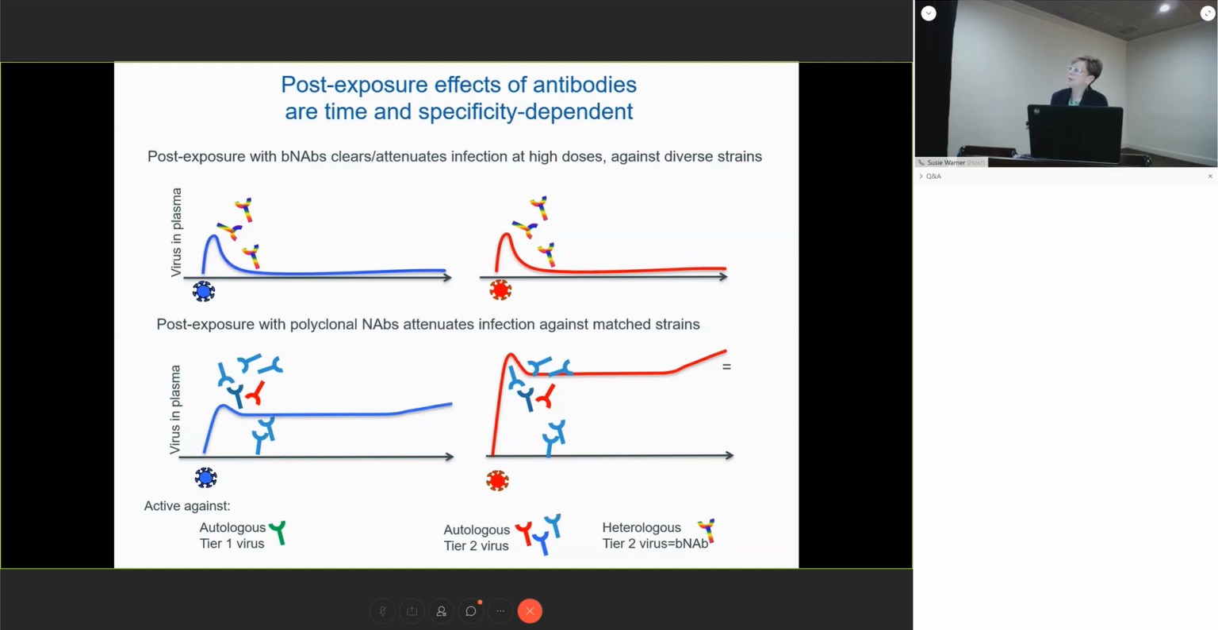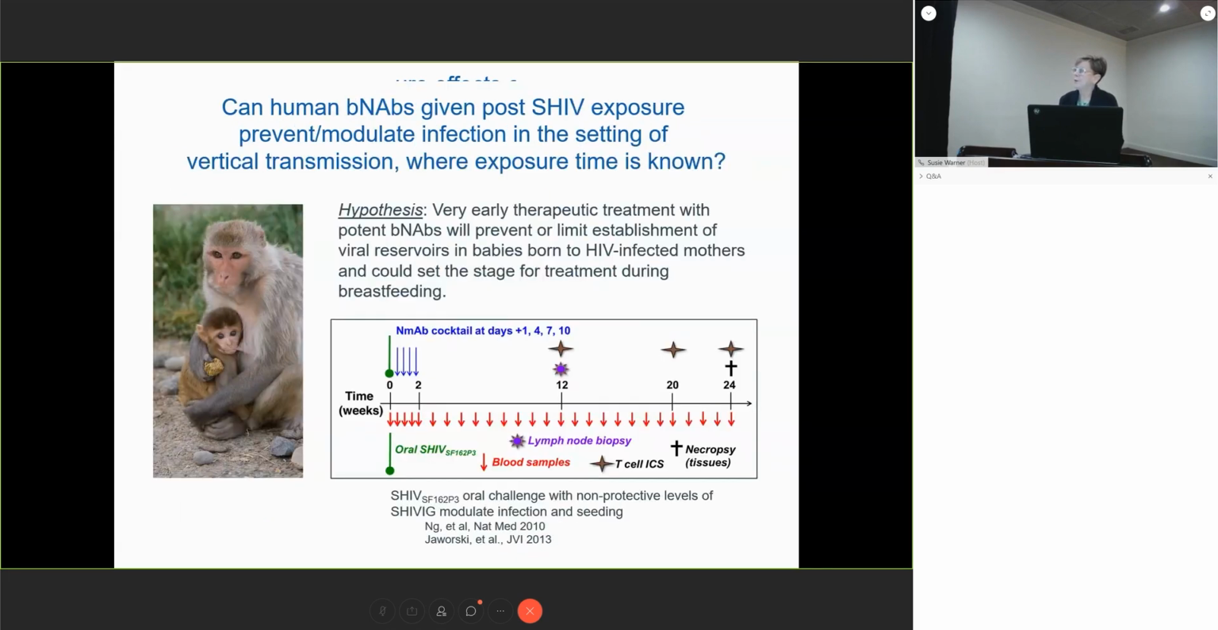And alternatively, polyclonal efforts to try to do this have been less than satisfying, to say the least. But again, indicative that antibodies have some role in modulating the infection. So we were pretty confident we could have some effect. And we published these data, so I won't belabor this point.